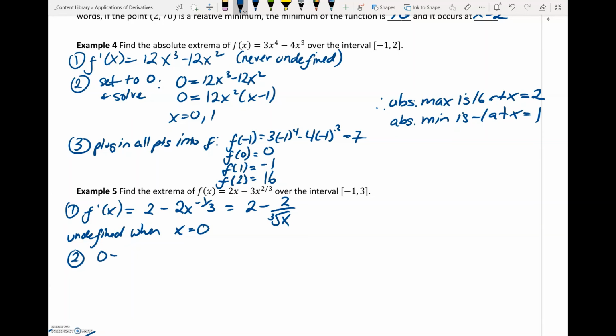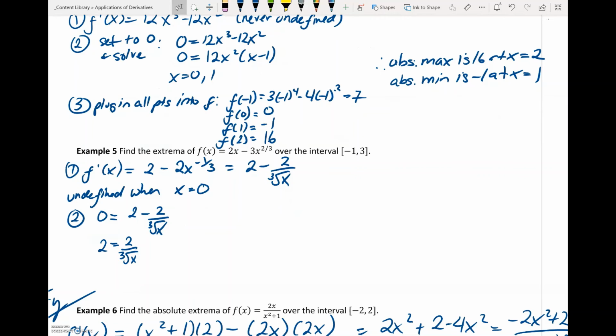Now we're going to see where our critical points are when we set f prime of x to 0. And then we're going to solve, or try to solve, for x. Now I'm going to move the 2 to the other side. And then divide both sides by -1. Then I'll divide both sides by 2. Then we can cross multiply. So x is equal to 1 in this case.